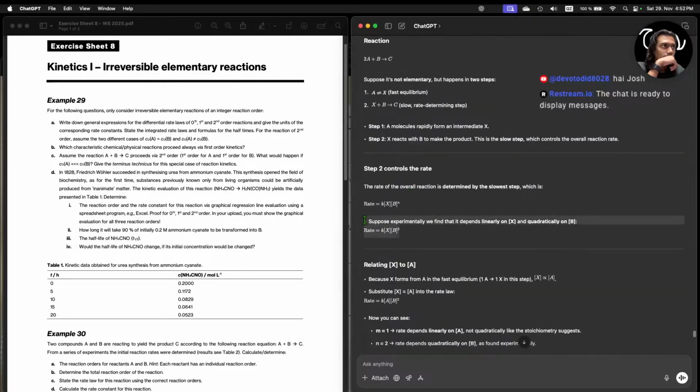So this part is what determined the m and n values, basically.